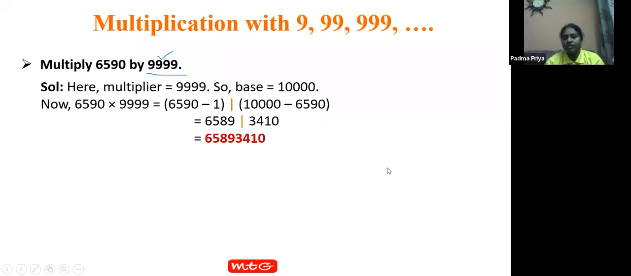Now tell me, how many of you still feel it difficult to solve it? Please unmute, children. I will explain again. Whoever is having a doubt, unmute or raise your hand first. Please raise your hand. I will explain it again. The others can solve the question on the screen. Anyone who is having a doubt?